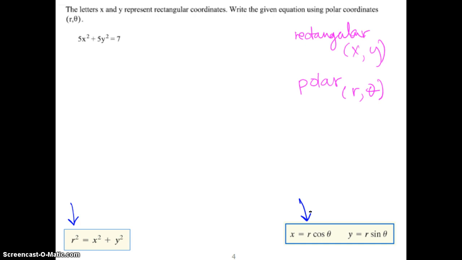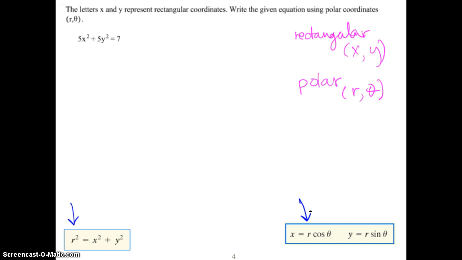Okay, so what we want to do is get our equation in terms of x and y kind of in the form of one of these equations or all of them. And we can then start replacing x with r cosine theta, y with r sine theta, and x squared plus y squared with r squared.